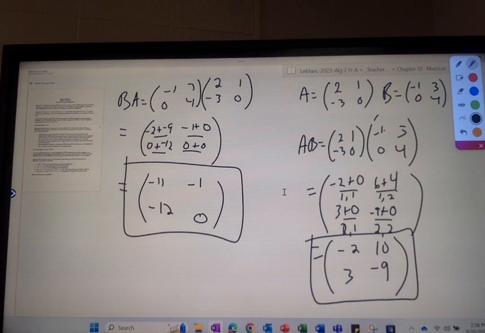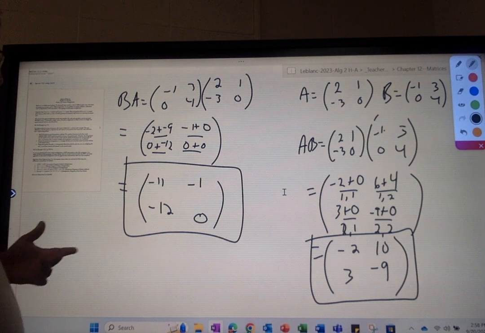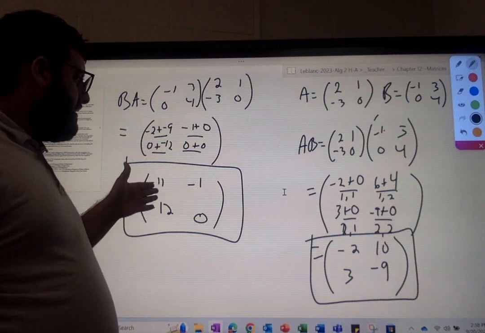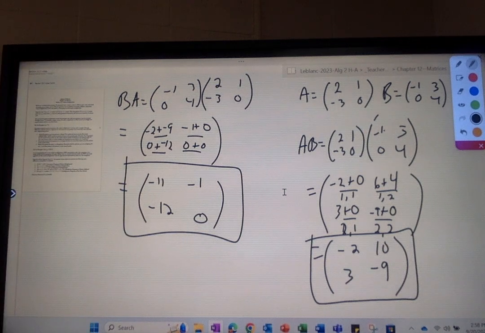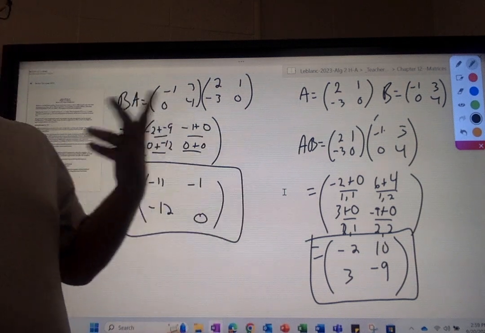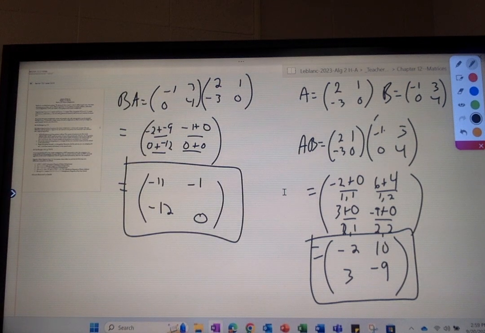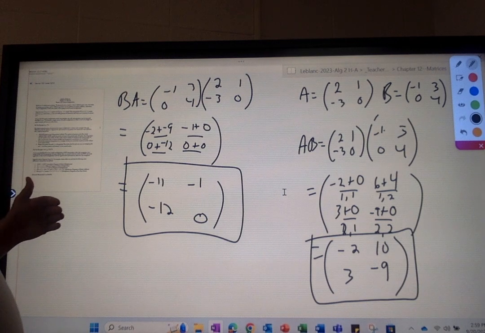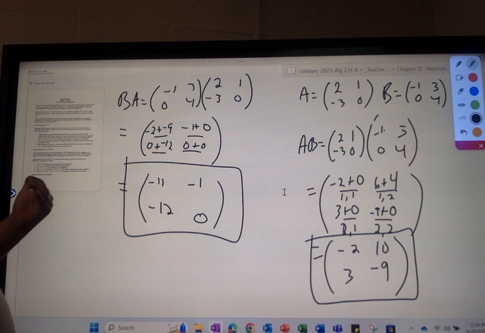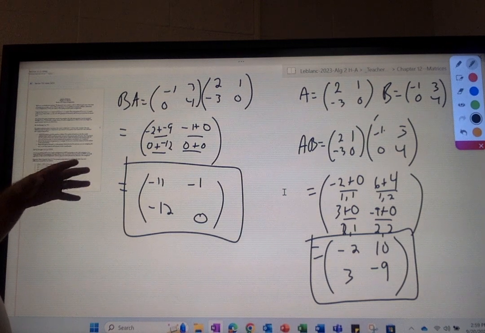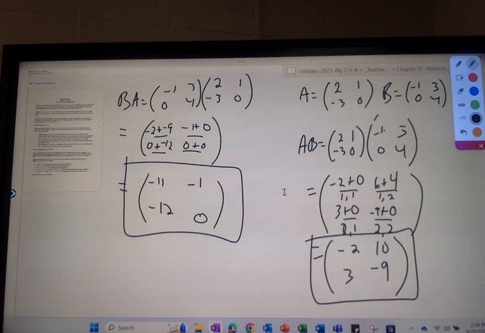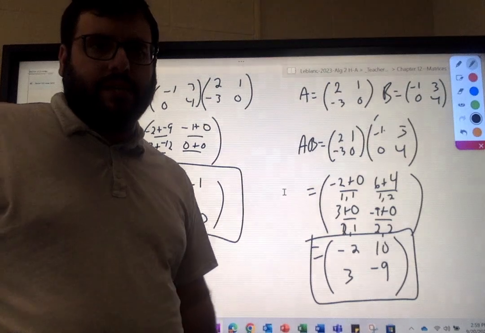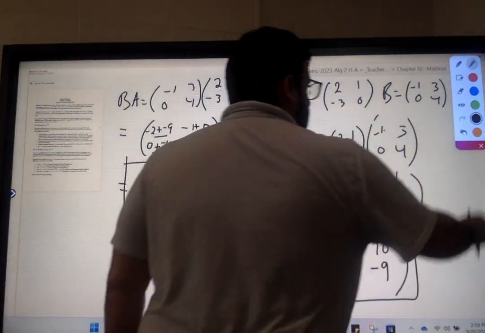Now, when I compare these two products, I see that A times B is not the same as B times A. What does this tell me? This tells me that matrix multiplication is not commutative. Now, it has some of the same other properties that we'll talk about a little bit later, but in general, matrix multiplication is not commutative. I can't do A times B and have it be the same as B times A, right? Especially if they have different matrices. And I'll show you what that means in a second.